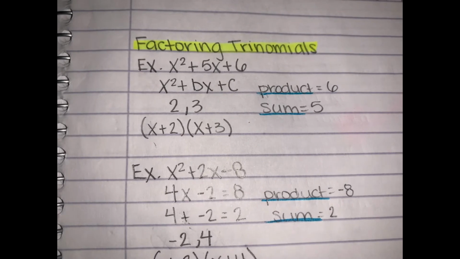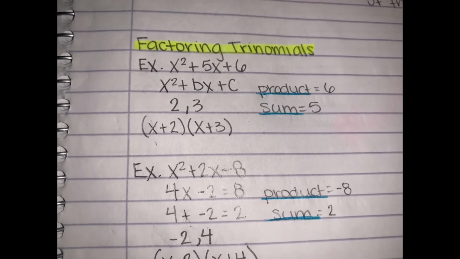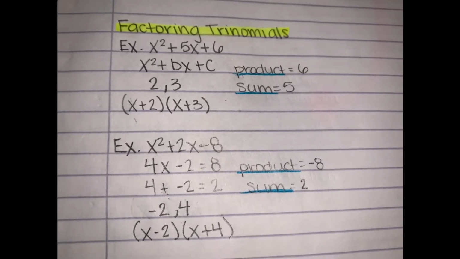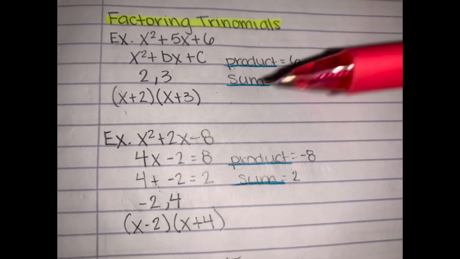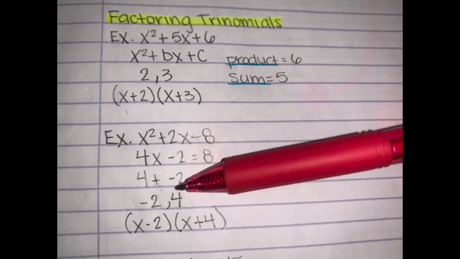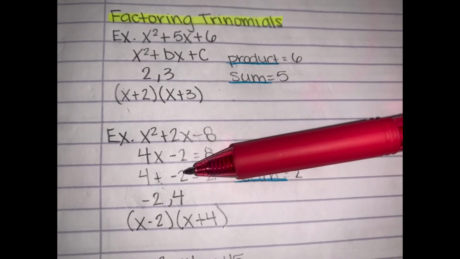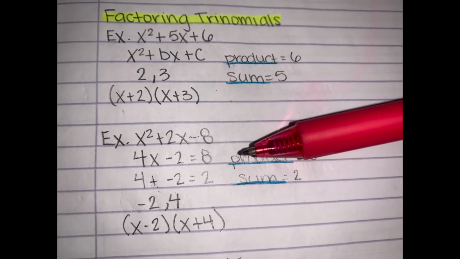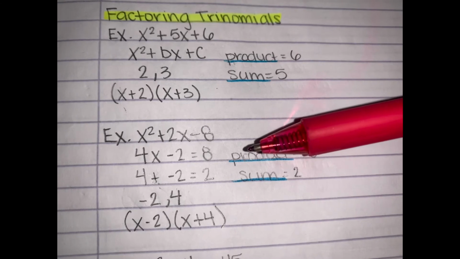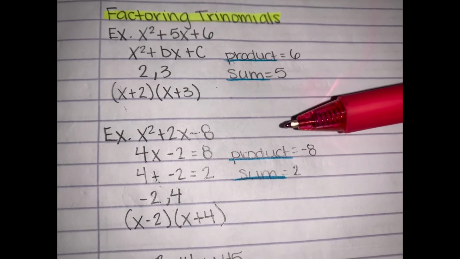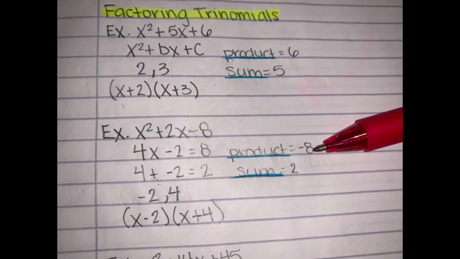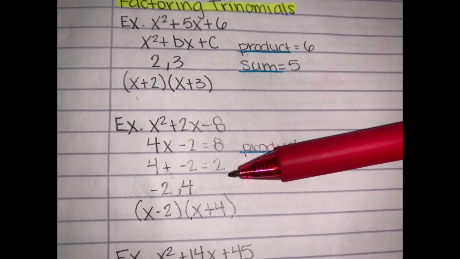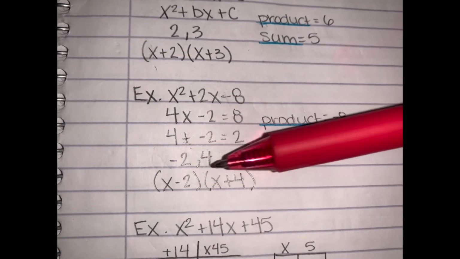And so for our next example, we have x squared plus 2x minus 8, and for this I consider the form of x squared plus bx plus c. I found a pair of integers whose product is c and whose sum is b. In this case, the product is negative 8 and the sum is 2, which is what I showed here, which is negative 2 and 4.